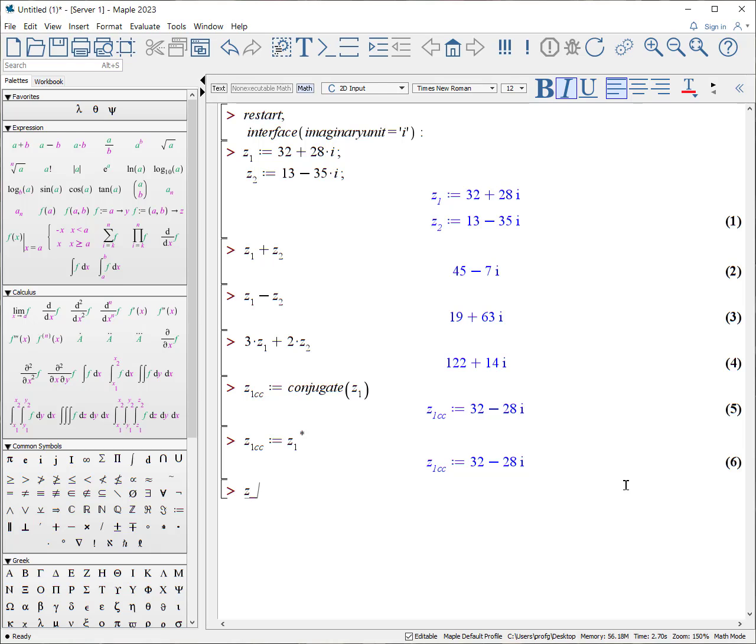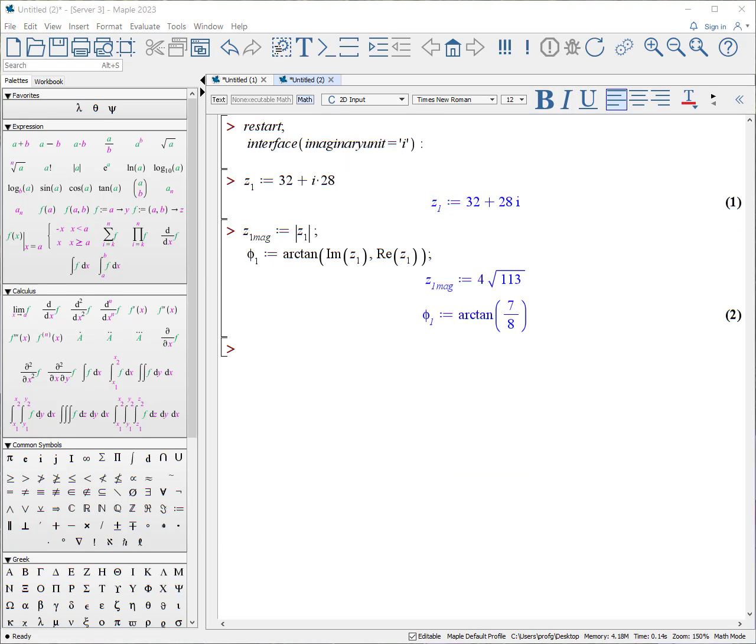So if I do z1 times z1 complex conjugate, not surprisingly, we get a real result. You can also do it just by using the absolute value sign. So I say absolute value of z1 squared, and it will also calculate the modulus squared of this complex number.